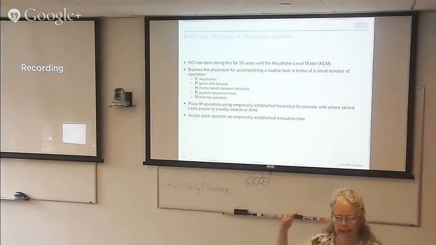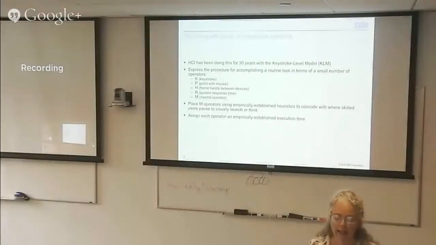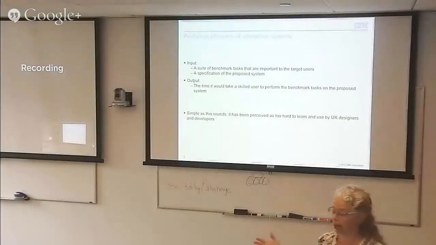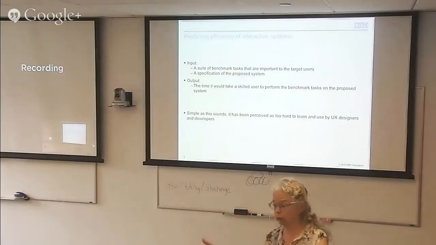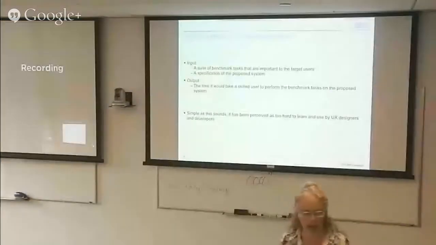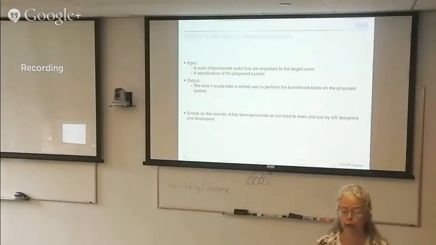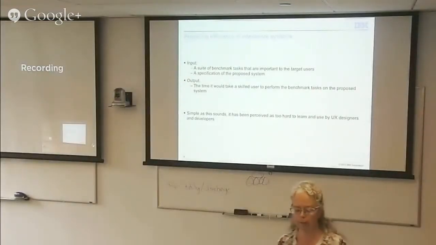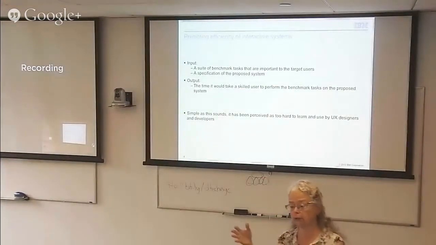And all you have to do is list these out, and give empirically established times, like what is their typing speed. Pointing is a very well-known time called Fitts's law, actually. And you just add them up. So the input would be a suite of tasks that you want to say these are important for it to be efficient, and a specification of the proposed system. It doesn't have to work. It could be just sketches, okay? And what it gives you is the time it takes a skilled user to perform that task, or those tasks, on the proposed interface, or on different proposed ideas.